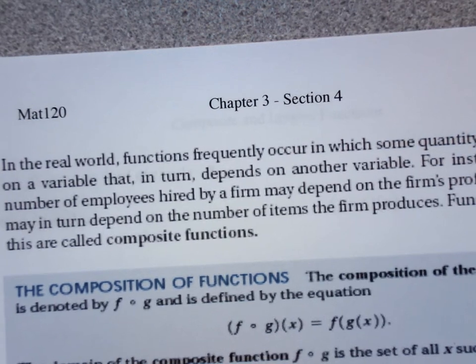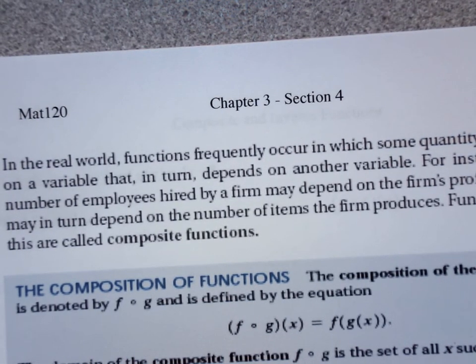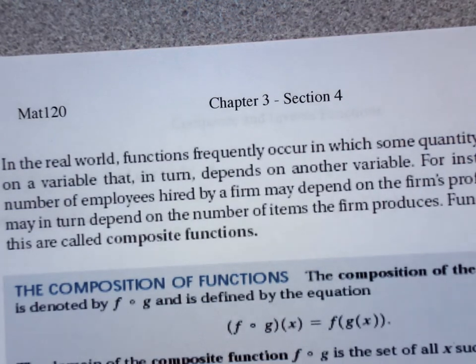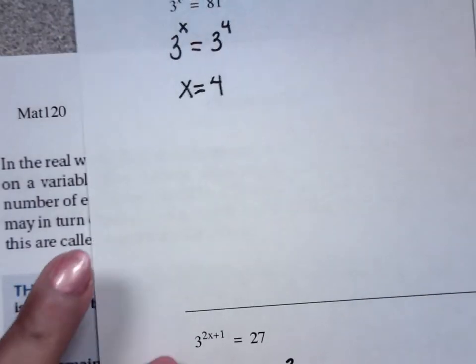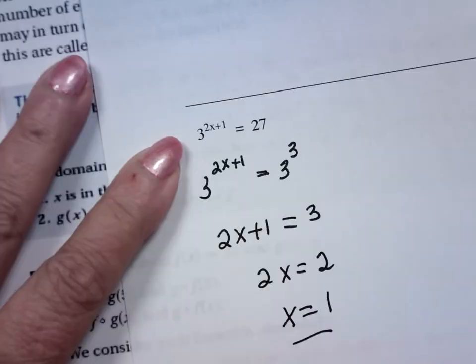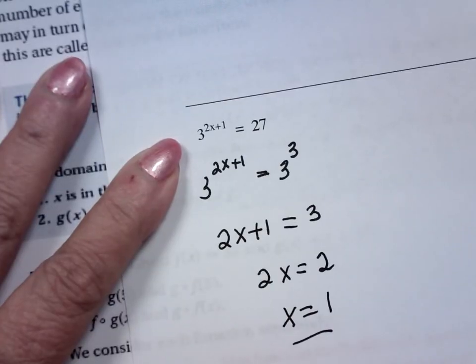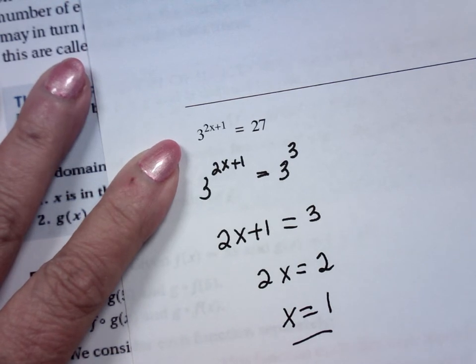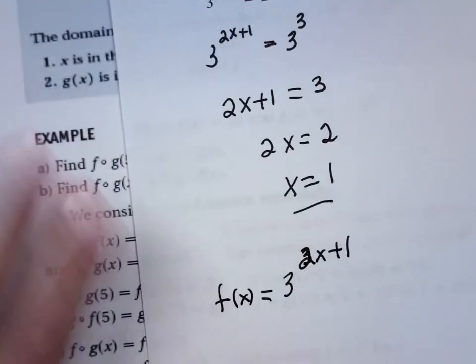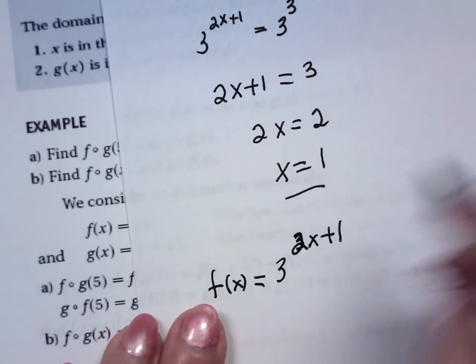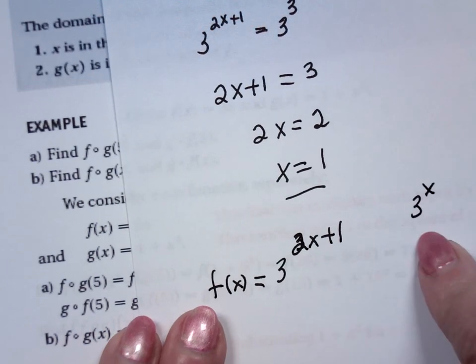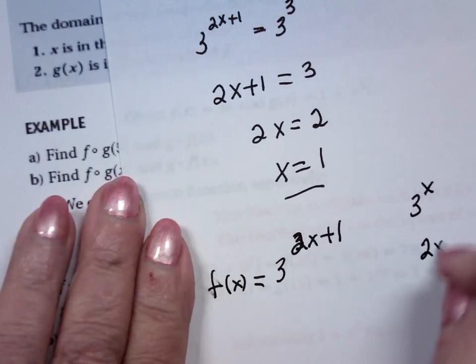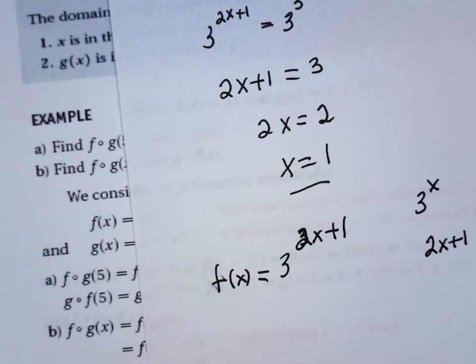You have. The problems we just worked, if I were to look at it as a function, like this guy right here, 3 to the 2x plus 1, that's a composite function. 3 to the x is a function. 2x plus 1 is a function. And I put them together. So 3 to the 2x plus 1 is a function with a function.